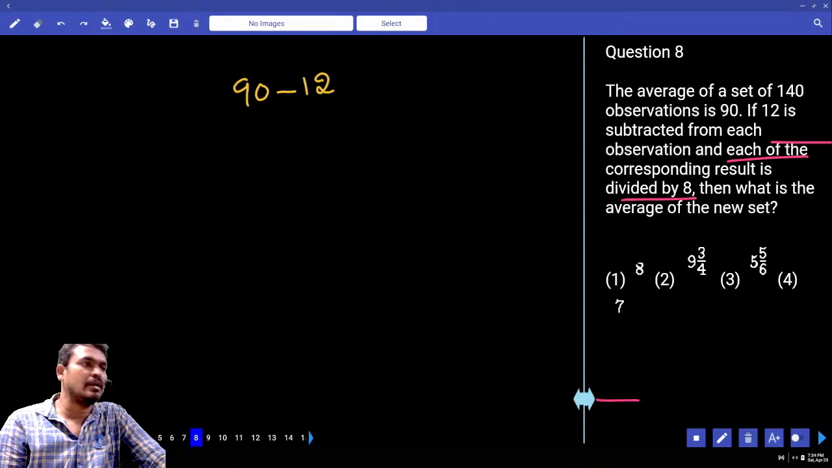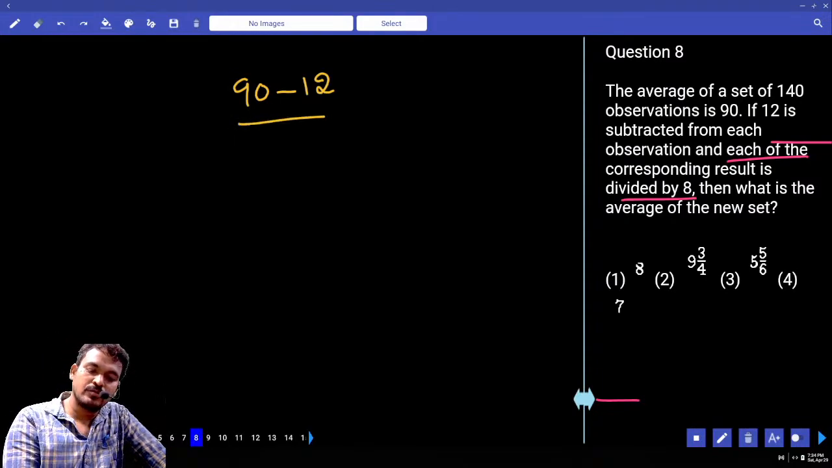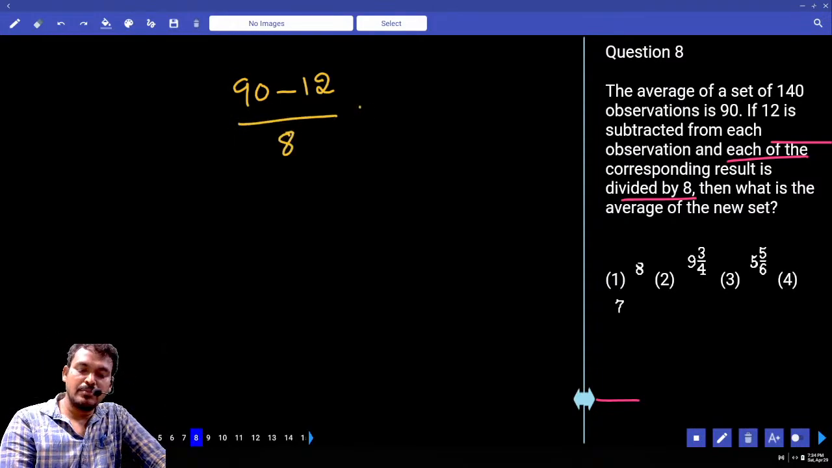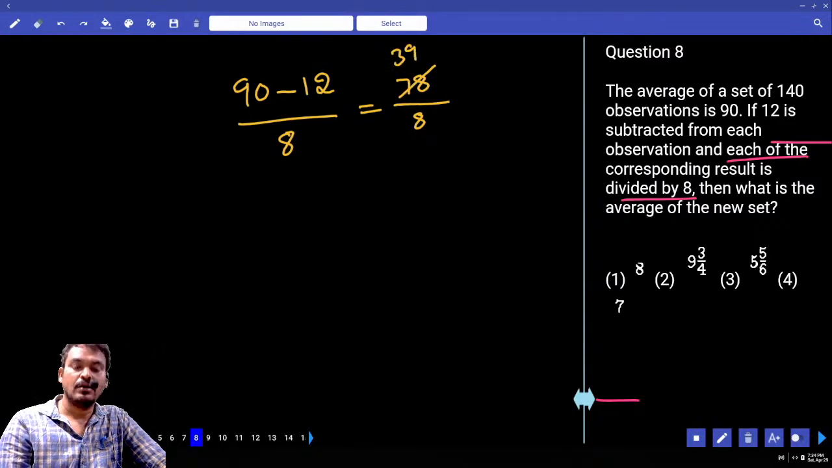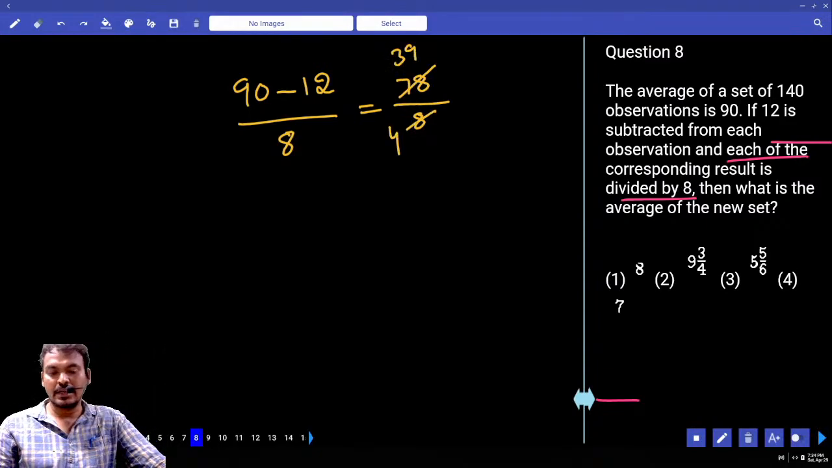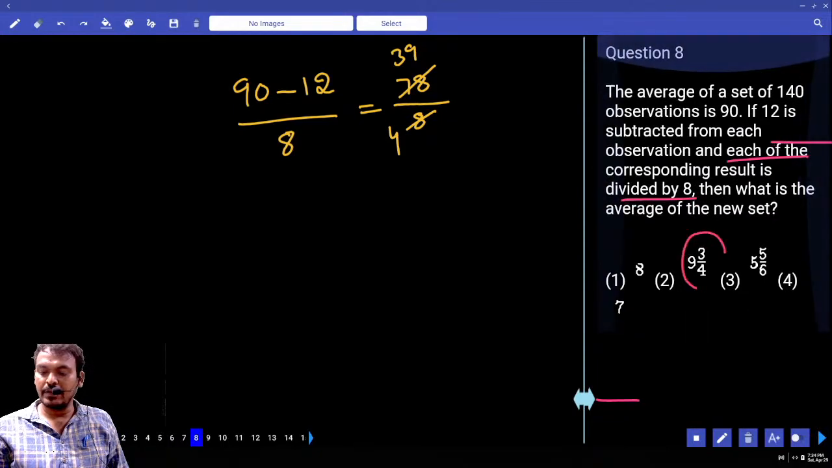What is the overall result? 90 minus 12 divided by 8. 90 minus 12 is 78, divided by 8. 2 how many times? 39. 2 how many times? 4. 39 by 4, that is 9 3 by 4.